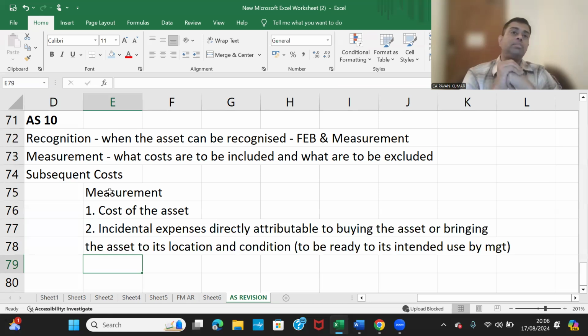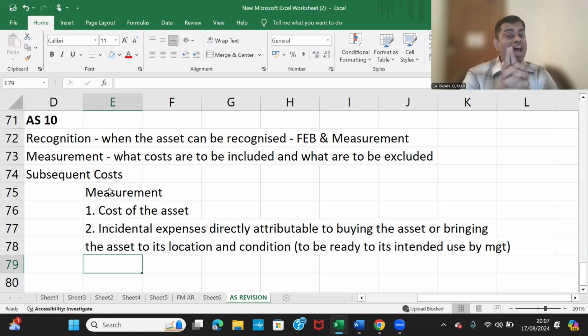Directly attributable cost examples. Stamp duties, insurance, transit insurance, installation expenses, expenses paid to engineers, freight. Yes, Devi, correct. Freight to bring the asset to its location. Trial run expenses. Now tell me one thing.